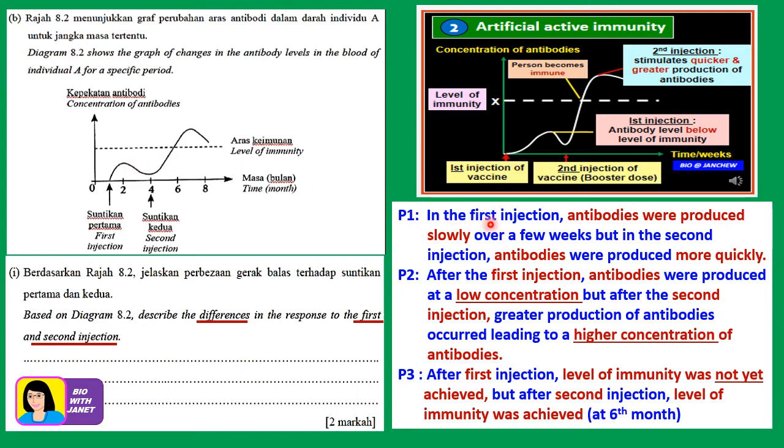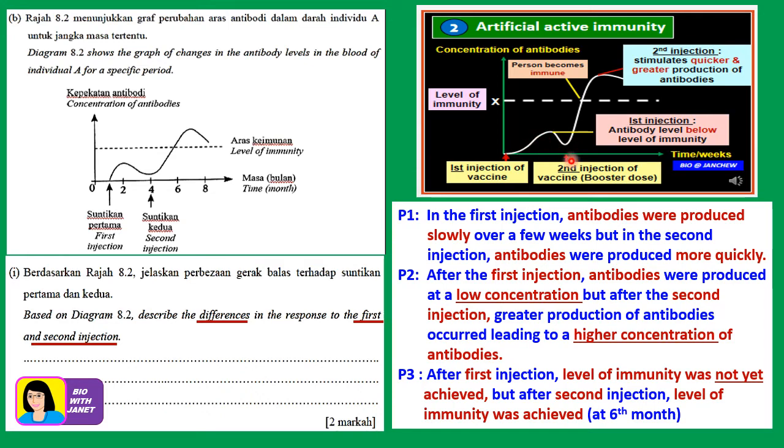Now in the first injection, antibodies were produced slowly over a few weeks. You can see here. So how do you know that the production of antibodies is slow? Because the gradient is low, the value of the gradient of the curve is small. But after the second injection, antibodies were produced more quickly. For the curve here, the gradient is steeper and bigger, a higher value.